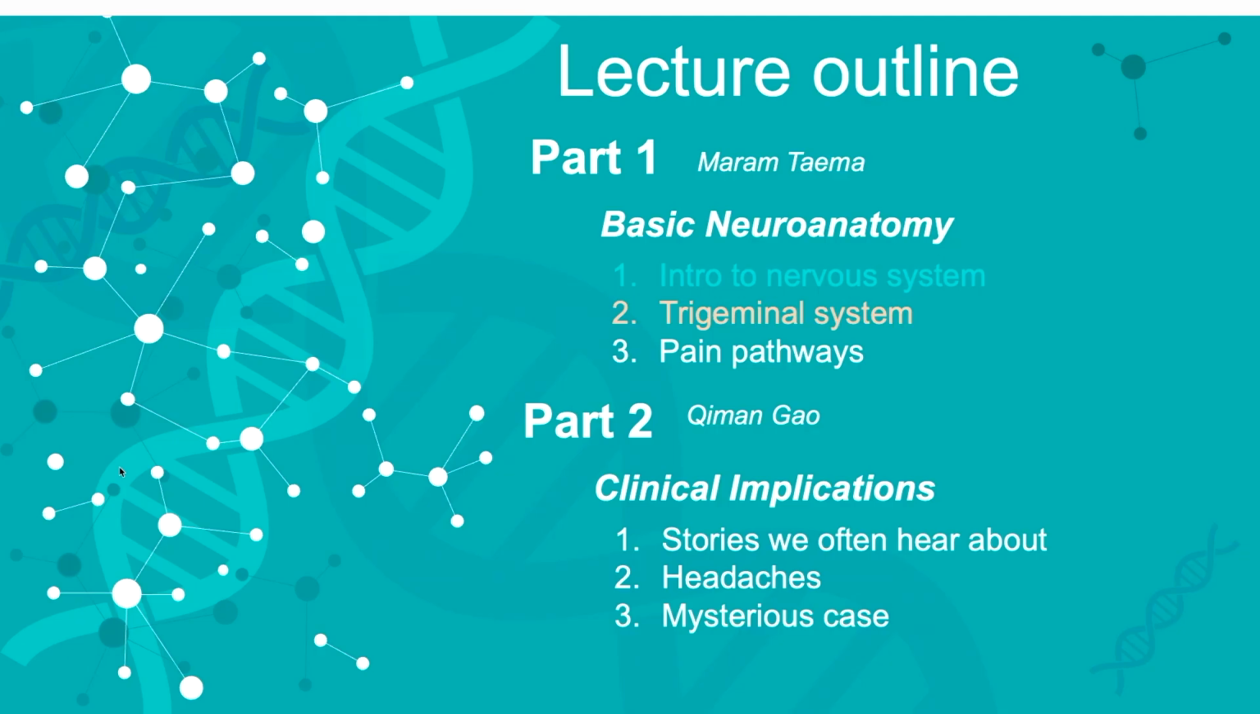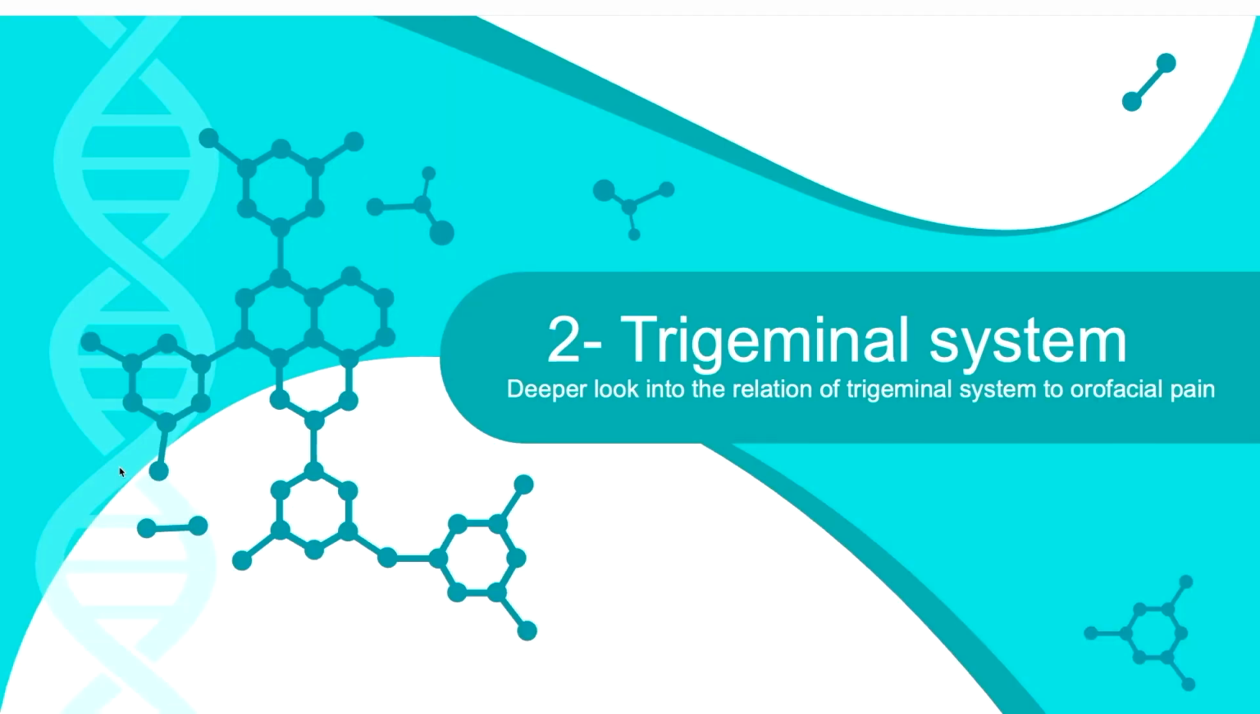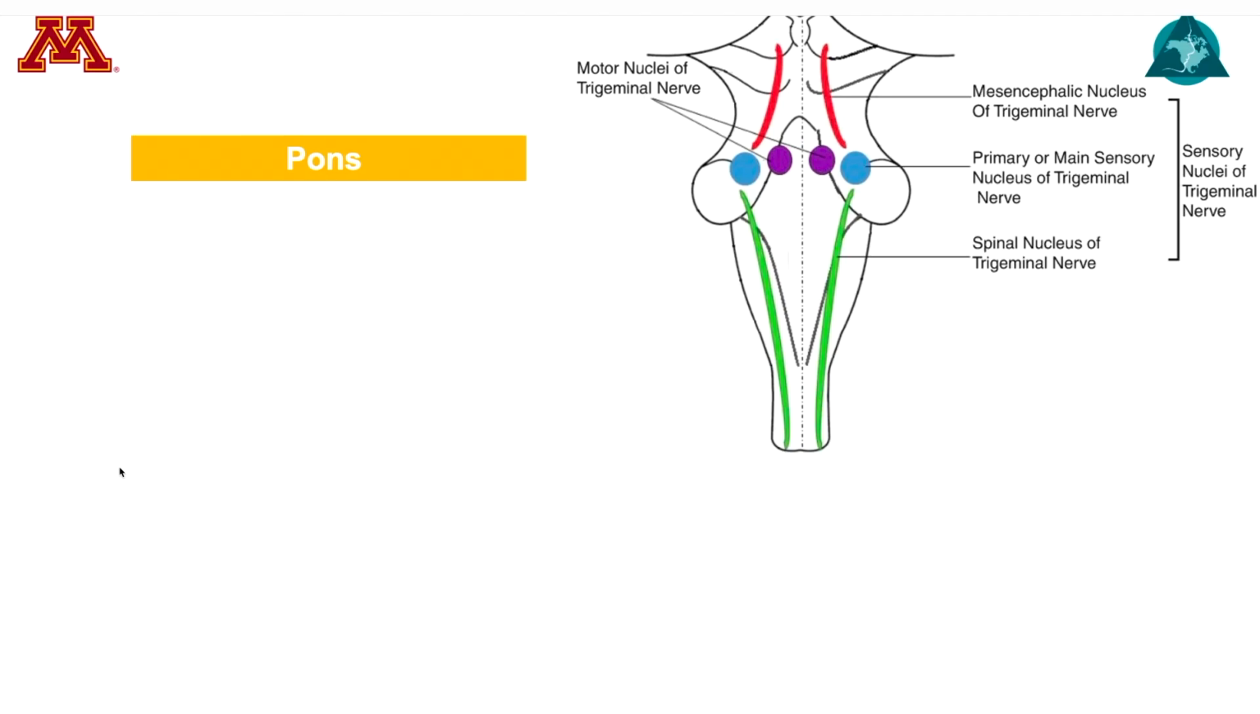And that leads us to the trigeminal system. Now, let's talk more about the trigeminal system. Again, that's the pons. Again, I cut it into 2 halves and I opened it up. Okay? What can we see? These are the nuclei that form the trigeminal nerve. So the uppermost is the mesencephalic, then the primary sensory, or the main sensory, and then finally, the spinal nucleus.